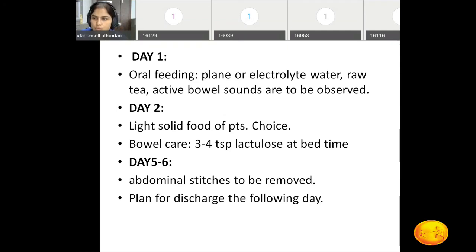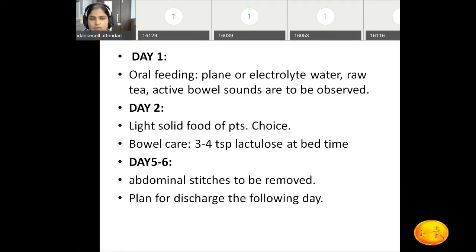Now, day one, what do we do? On day one, you start them on oral sips, a fluid diet. Water, coconut water, any electrolyte water; you can get electrolyte powder, mix it in water and have it. Then raw tea. Basically, all these fluids can activate the bowel movements. Once the bowel movements are set in, by the evening they can start with semi-solid foods like patla khichdi or liquidy rava, something of soupy consistency. Anything of soupy consistency, they can have on day one.